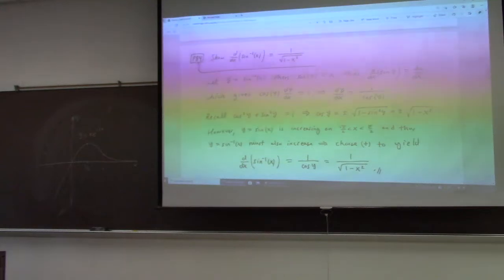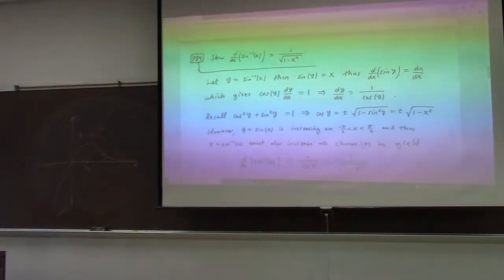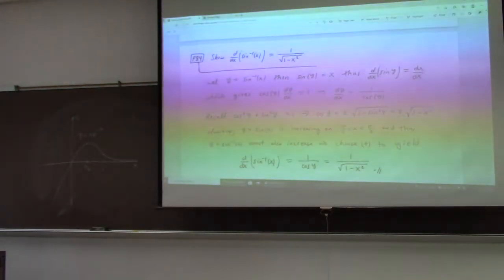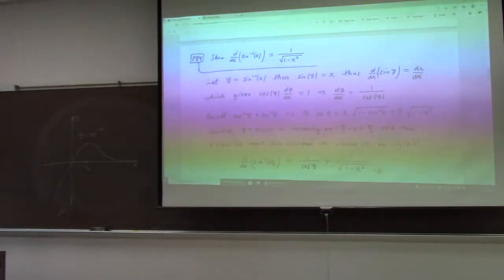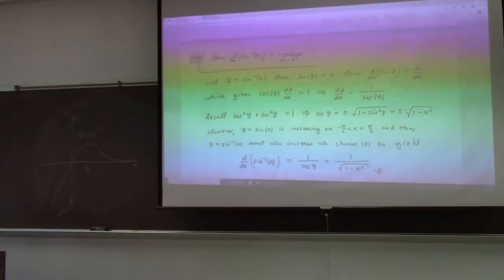So anyway, because the sine is increasing on the interval where the inverse sine serves as its inverse, it forces us to choose the plus, and so there you go.